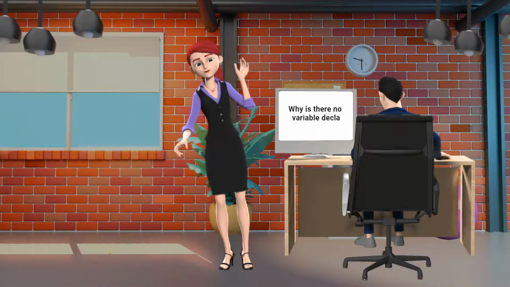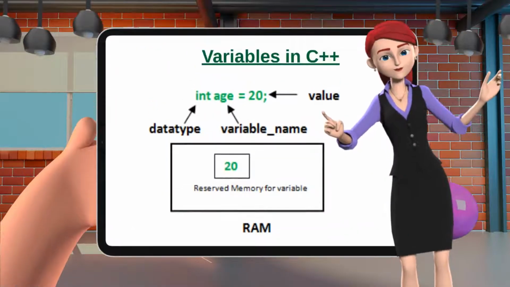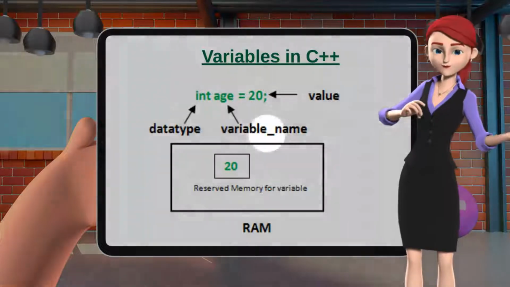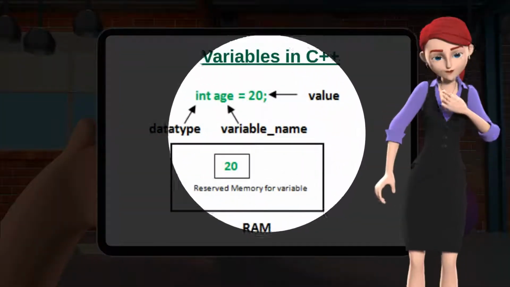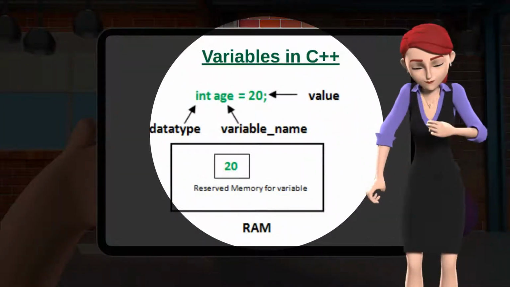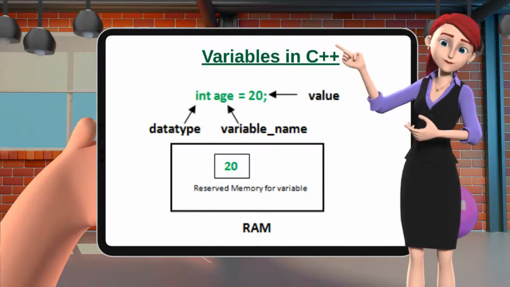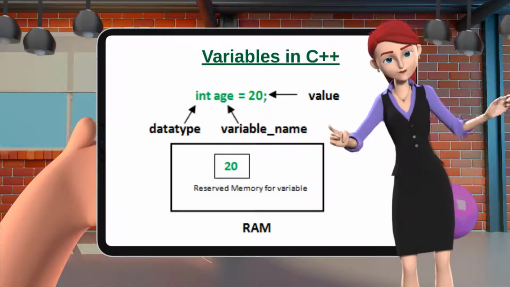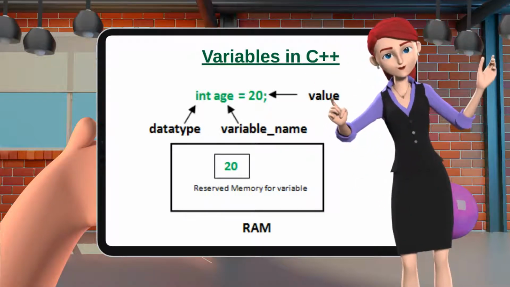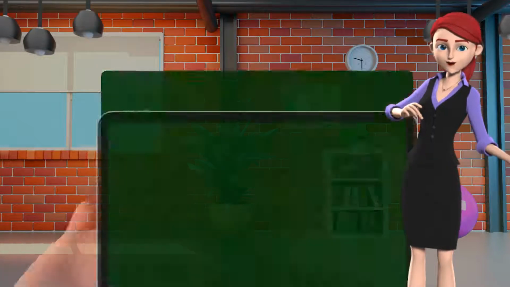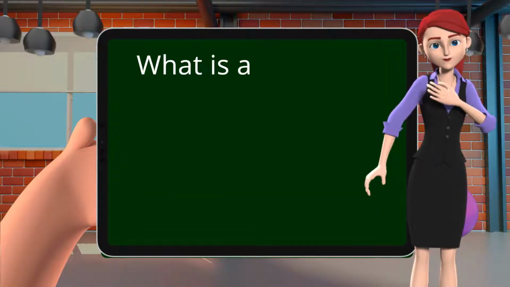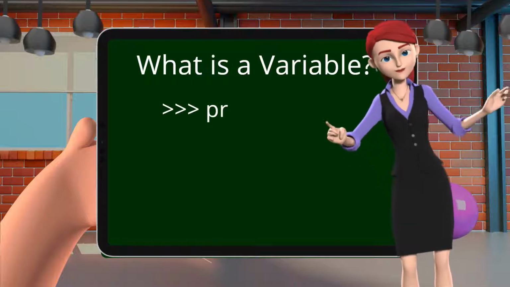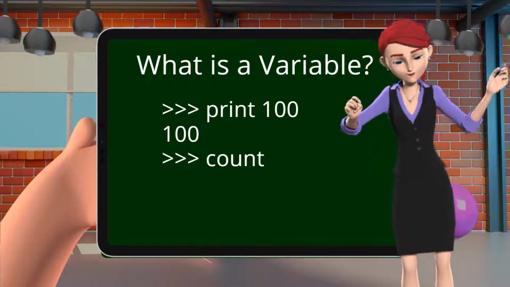Why is there no variable declaration in Python? Let me explain why he's confused. In Pascal, C, C++, Java, C# and a whole bunch of other programming languages, variables must be declared before you can use them. That means you must let the computer know that, hey, I'm going to use this variable. Please remember it. A variable is basically data that you want to store. An example of a variable is an integer, which allows you to store a number.